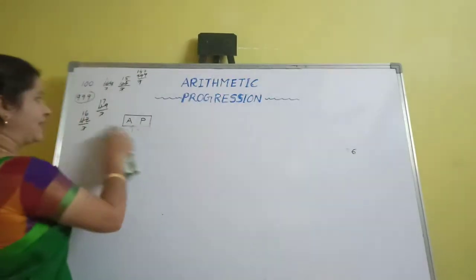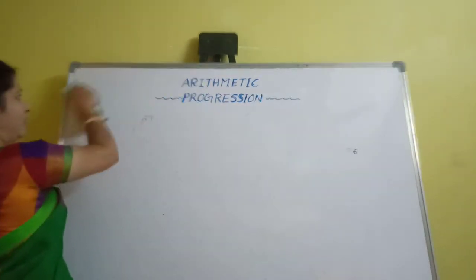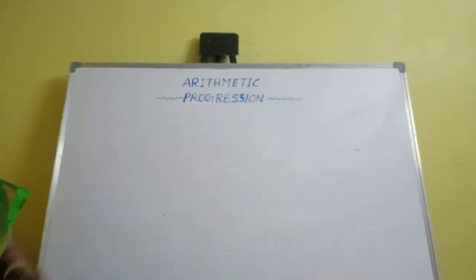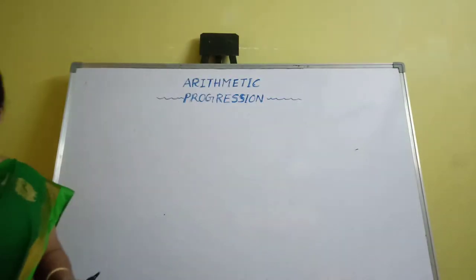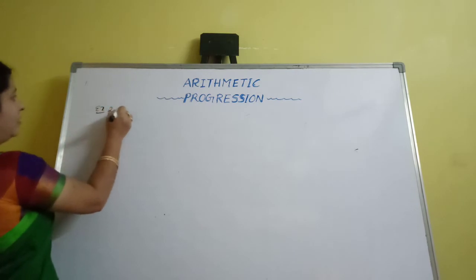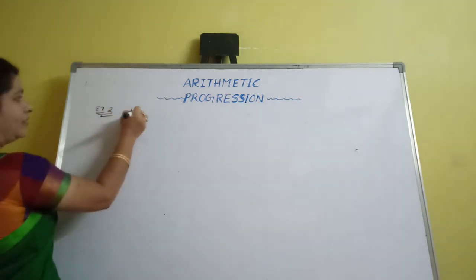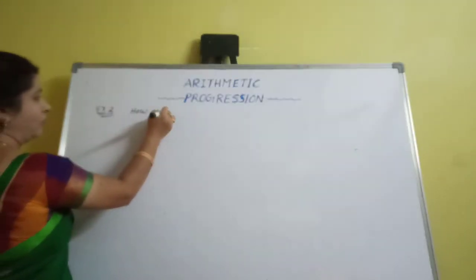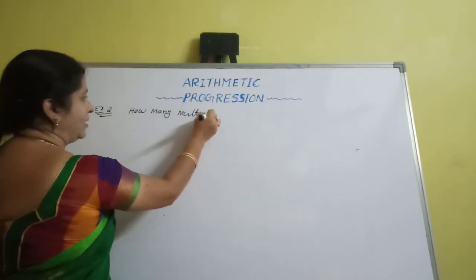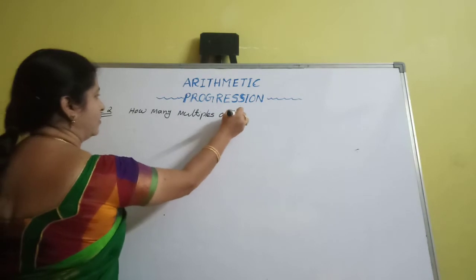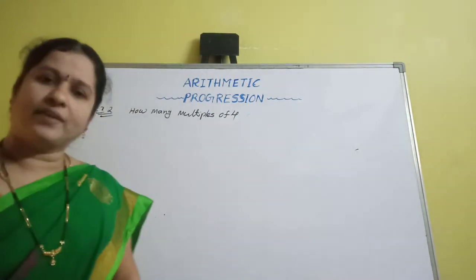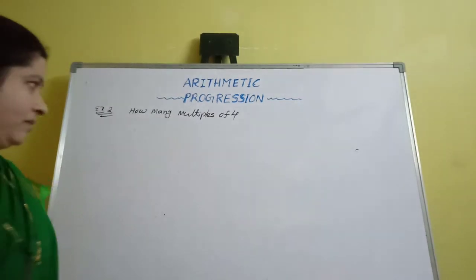Okay. Now we will see the second example. Example 2: how many multiples of 4 lie between 10 and 250?